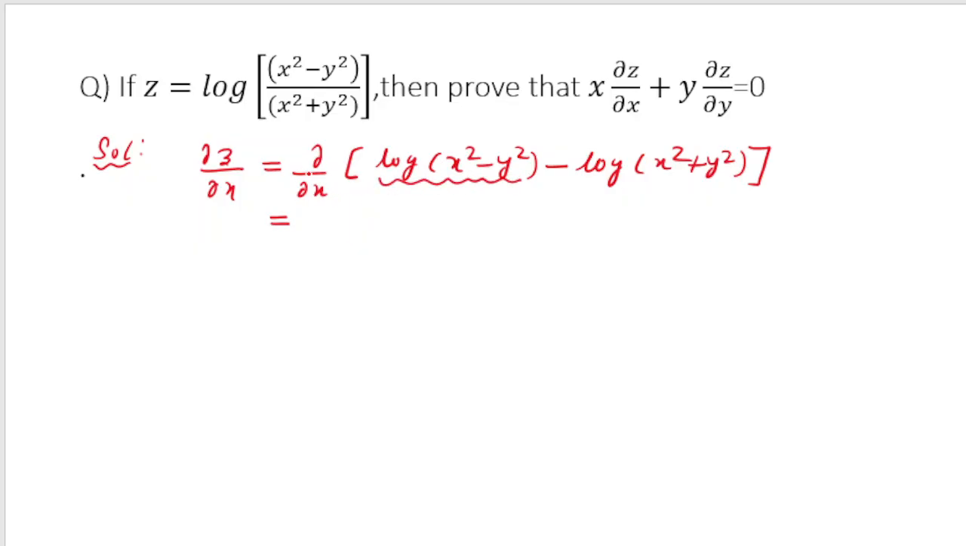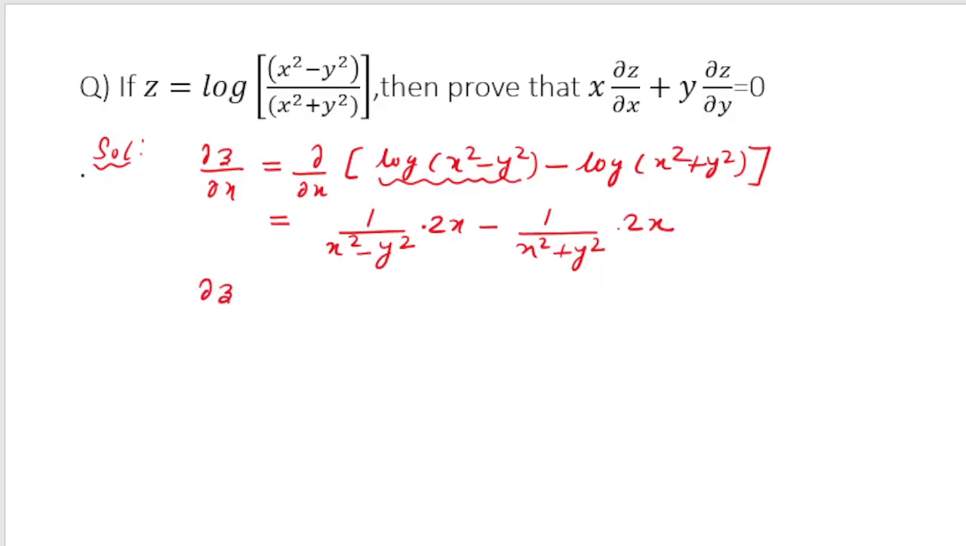I have to differentiate it with respect to x partially. So first I have to differentiate it with respect to x square minus y square. That I will write 1 by x square minus y square, and then x square minus y square with respect to x, so I will get minus 2x. And here again I will get 1 by x square plus y square, and x square plus y square with respect to x will give me 2x.